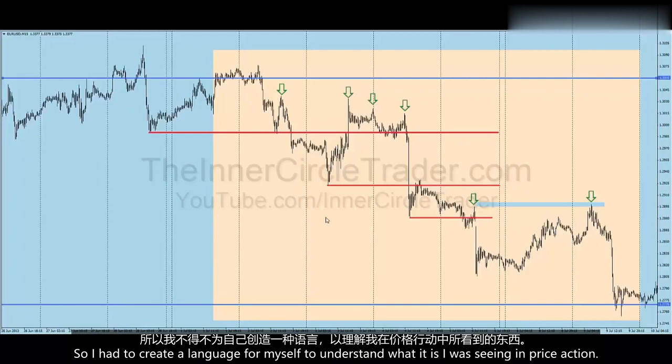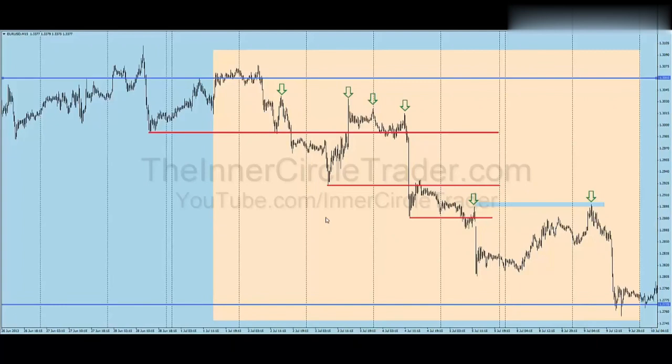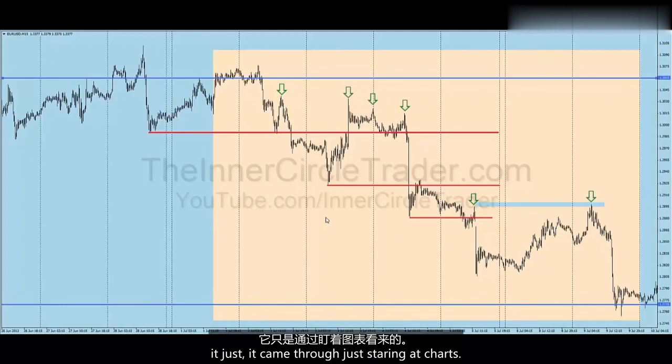But a lot of the themes I use in teaching comes from my way of learning. So I had to create a language for myself to understand what it is I was seeing in price action. And it also is valuable as a means of communicating or creating a vocabulary, because a lot of this stuff came through just staring at charts.